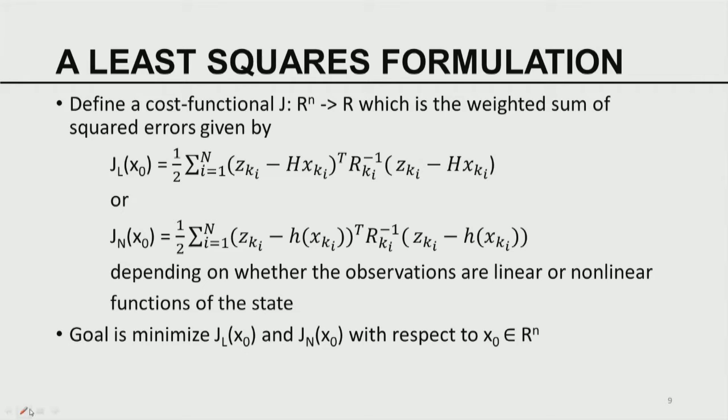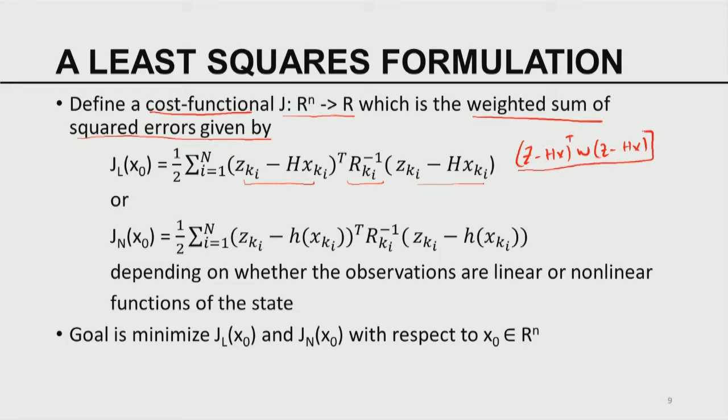So we are going to define a cost functional. The cost functional is J. J is a scalar valued function of a vector. J is the weighted sum of squared errors. J is given by the sum of z(ki) minus H x(ki) transpose R(ki) inverse z(ki) minus H x(ki). This should be very familiar to all of us. We considered z minus H of x transpose W z minus H of x. This is the weighted version of the least squares criterion that we use for the static problem. Instead of z, I have z(ki). Instead of x, I have x(ki). Instead of W, I have R(ki) inverse. I am simply still considering R to be dependent on time.